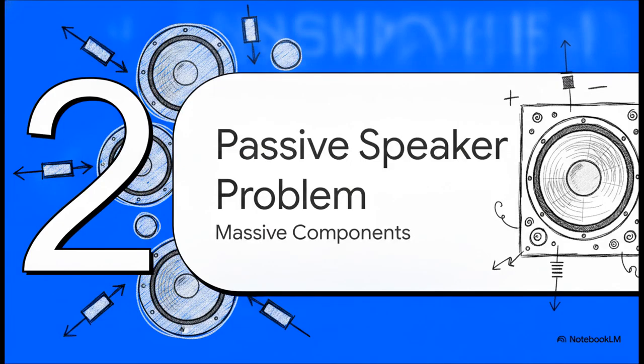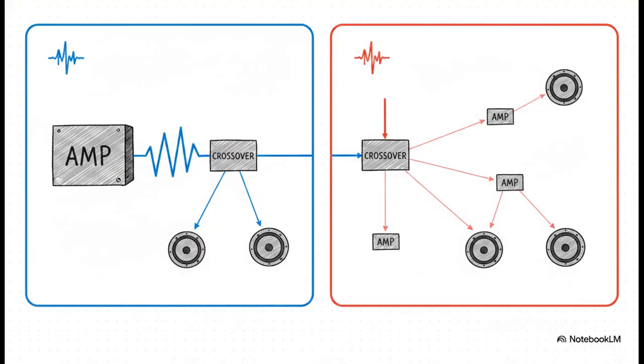Moving on to Section 2, the passive speaker problem. We've got to talk about massive components and electrical resistance. Now, what's really fascinating here is the order of operations. Passive systems still completely dominate the consumer market today. But look at how they work. The audio signal leaves your receiver, gets amplified to a massive degree, and only then hits the passive crossover inside the speaker to be split up. So a fully amplified, high-voltage signal is forced to slam right into heavy electrical resistance.